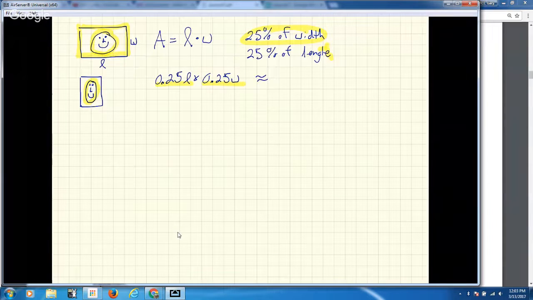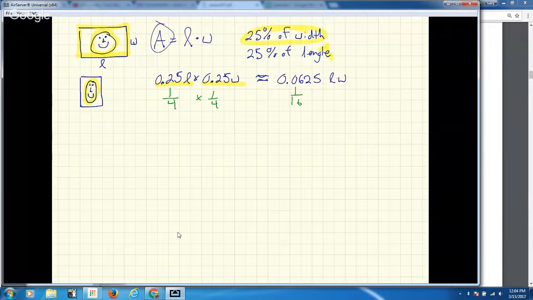So this is actually exactly equal to 0.0625 times the length times the width. Now keep in mind, length times width is area. So what happens is when we take 25% of each dimension, the length and the width, keep in mind with fractions, I have 1/4 times 1/4, which makes this 1/16. We'll see that in just a moment.